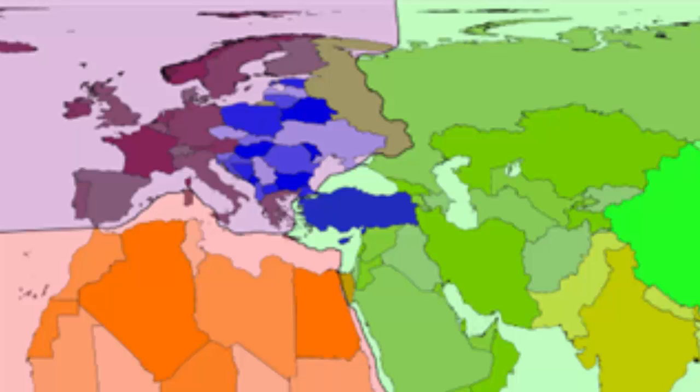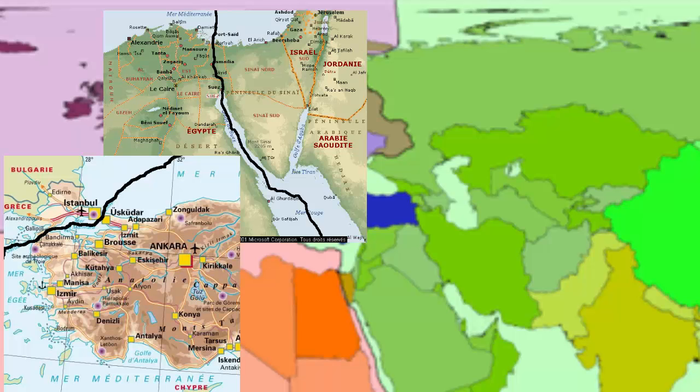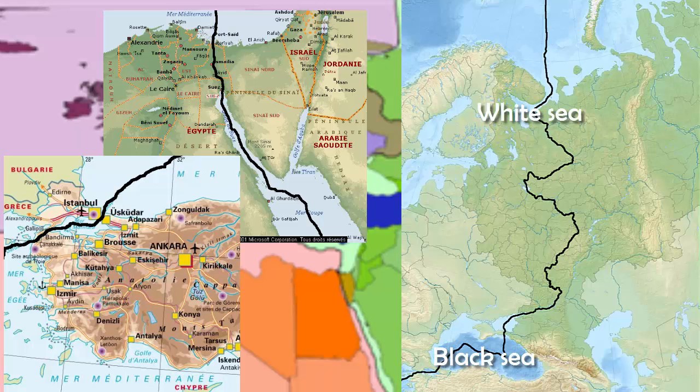People only use them because they're used to it, even when they don't make any sense whatsoever. My representation makes these borders go through the Egyptian and Turkish canals and through the chain of rivers and lakes that link the Black and White Seas.